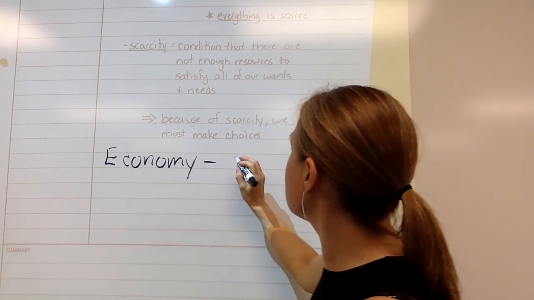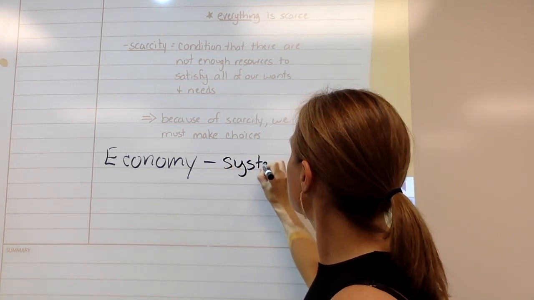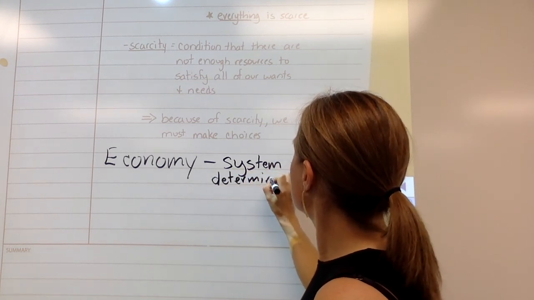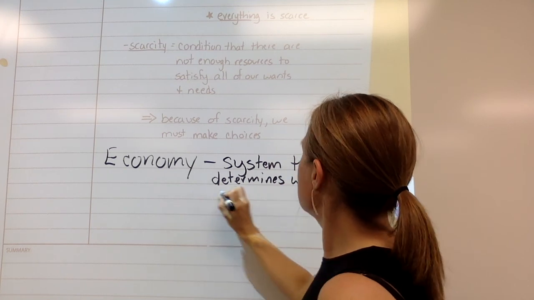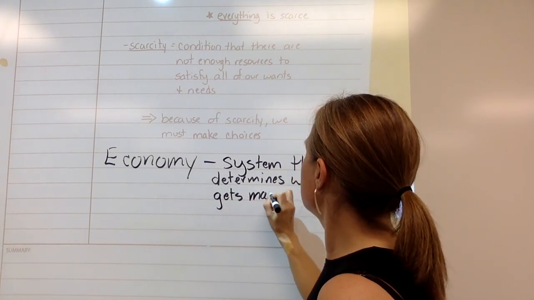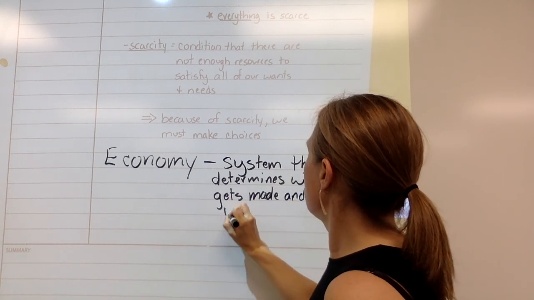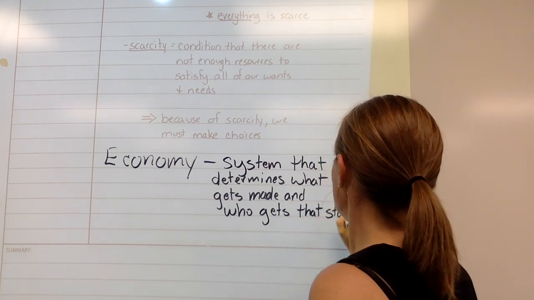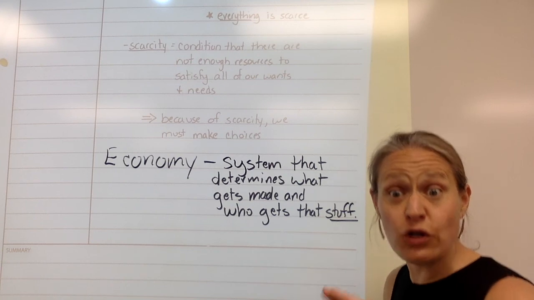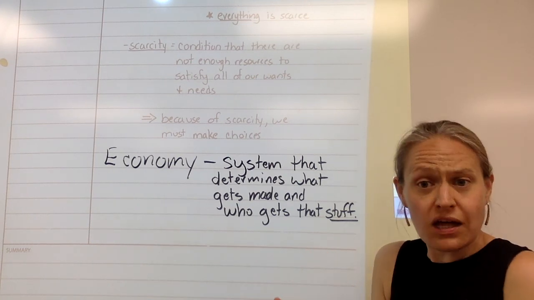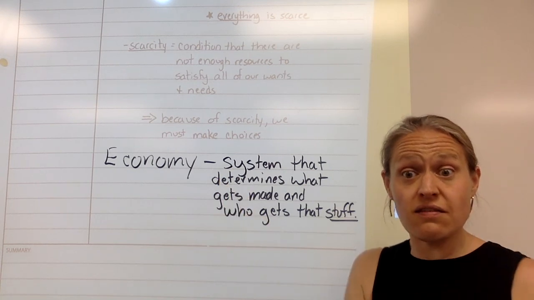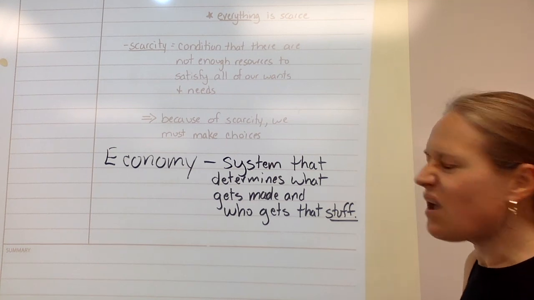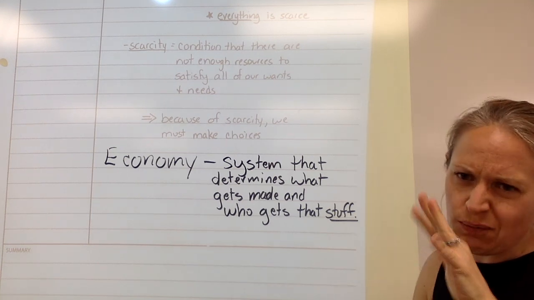An economy is a system that determines what gets made and who gets that stuff. Okay. English class, they'll tell you never use the word stuff. I kind of like it here in economics because it just describes all of these things that we make, that we buy, that we use or consume. So I'm okay with the word stuff here in econ. But if you're writing an English paper, probably not.